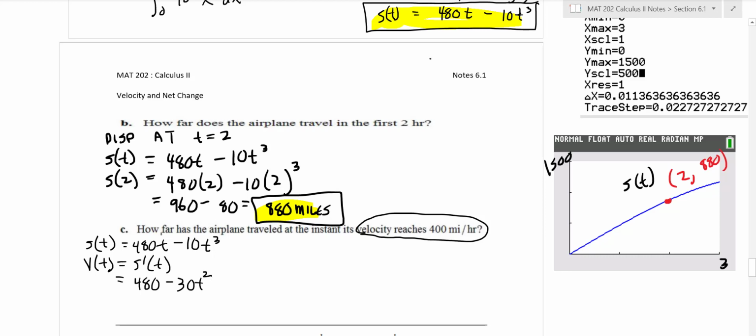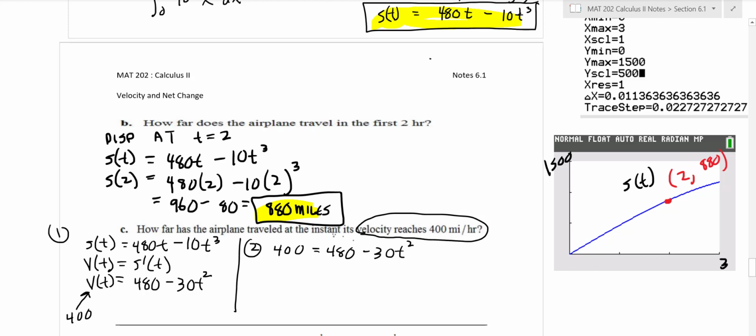Now we're going to find how far the plane traveled at the instant that the velocity was 400. That velocity is given as 400, so we have an equation that will allow us to figure out what the time is. We've got to find the instant when the velocity reaches that. So that's step one. Step two, we're going to solve this equation. So we have 400 is equal to 480 minus 30t to the second. Luckily, this is a quadratic equation, but we can use the square root property on this.